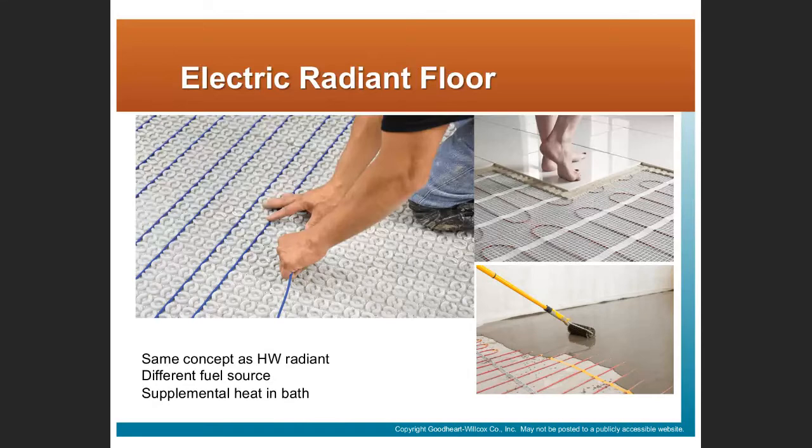We can also do the same thing with an electric radiant floor. Same concept as hot water radiant, but we're using a different fuel source. We're using electricity. A good example here is if we want to add some supplemental heat in the bathroom. We could often do it this way. You want to add a little bit of extra oomph to the bathroom so you have a nice warm floor when you step out of the shower. This would be a good application.